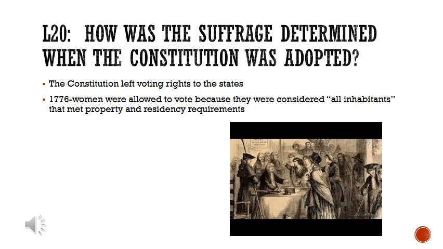So many states did not allow people who did not own property to vote. Like in Virginia, I think you were required to own at least 25 acres. Therefore, you're paying property tax, therefore you are vested in government, so it gives you the right to vote. But in some states like New Jersey, women were allowed to vote because they were considered inhabitants. So if you lived in the state of New Jersey and met property and residency requirements, you had the right to vote.